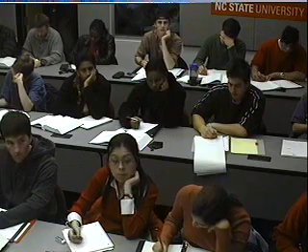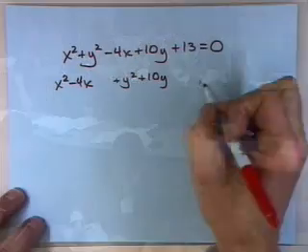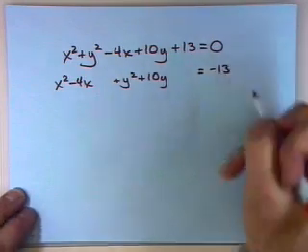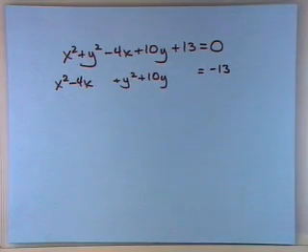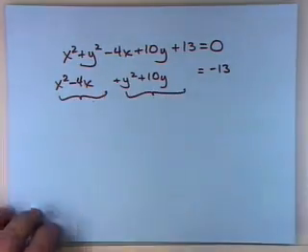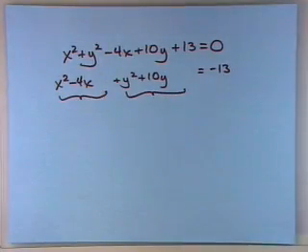Get the y's together. Leave some space to allow completion of the square. And get anything else on the other side. So we'll just cast that 13 over to the other side. It becomes a negative 13. Got to subtract 13 from both sides. So we want to get a perfect square in x and a perfect square in y.